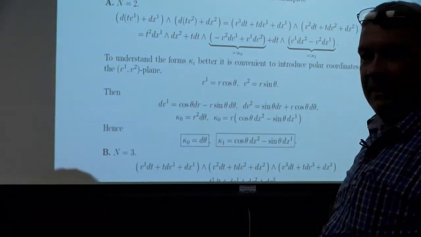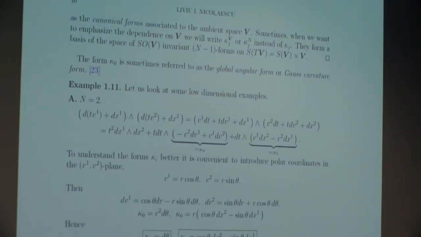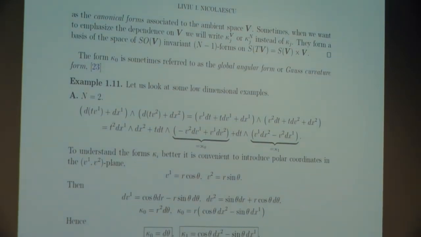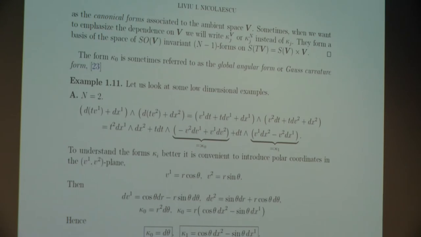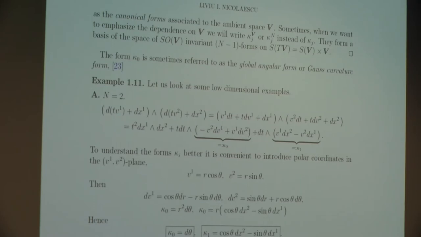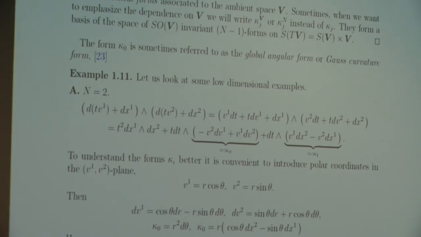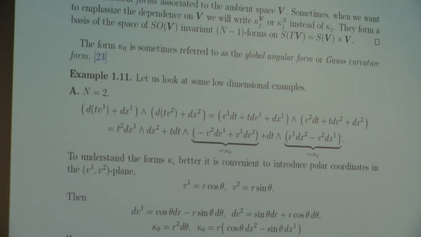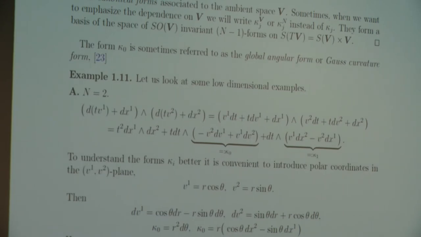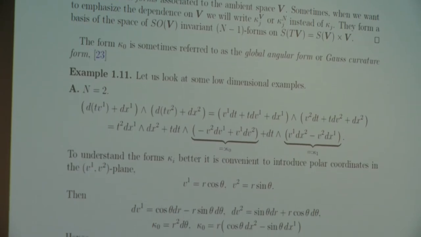So here are the canonical forms in low dimensions. If I choose polar coordinates, r and theta, in the normal direction, here's k_0. So k_0 plays the role of angular form. And this is what Bott likes to call, if you work in general, k_0 restricted to the unit normal bundle is, in the words of Bott, a global angular form, because the integral over everything is going to be the volume. And the other, kappa_1, you see it there. So theta refers to polar coordinates in the fiber.